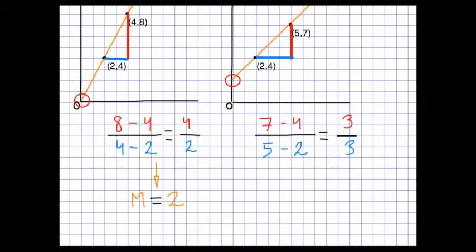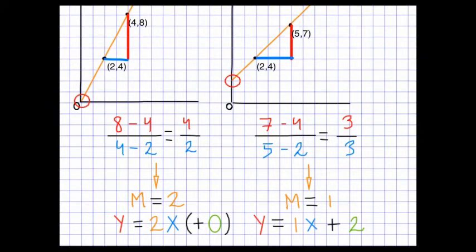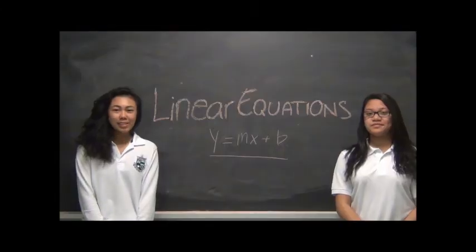The slope for direct variation is 2, and the slope for partial variation is 1. This means that the linear equation for the direct variation is y equals 2x, and the linear equation for the partial variation is y equals 1x plus 2. These are the basics of linear equations.